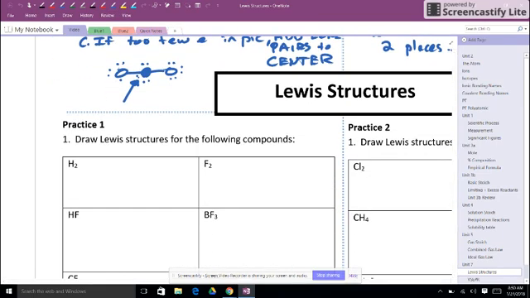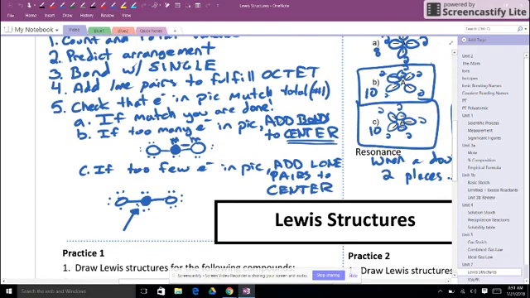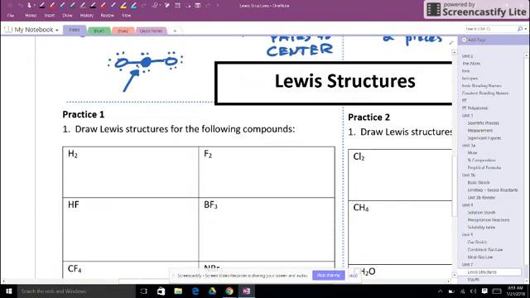So let's look at a simple diatomic molecule here with hydrogen. So we have H2. Step number one is to count the total valence electrons. Since hydrogen is 1s1, it's going to have one valence electron. There are two atoms of hydrogen, so we're going to have two total valence electrons in our molecule. Since we only have two atoms, we're just going to write them next to each other. That'd be the only way to arrange them.